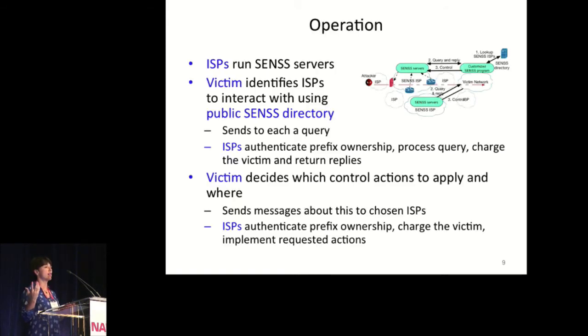ISPs run SENSS servers, and victims talk to these servers when they are under the attack. They could discover the existence of these servers through some public directory, for example, through DNS. And when the victim is under attack, it would select which ISPs to talk to. It would send a query, either about traffic or about routes, receive responses, figure out where to act on the traffic to filter traffic or where to correct routes, and then send control messages that would then be implemented by ISPs.